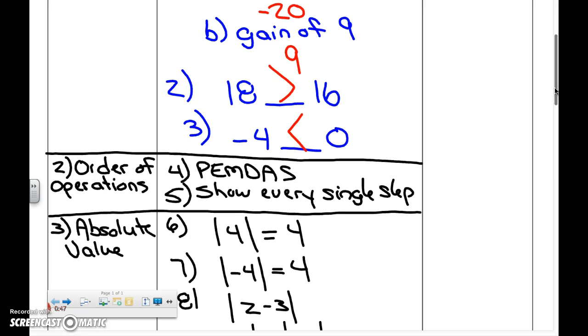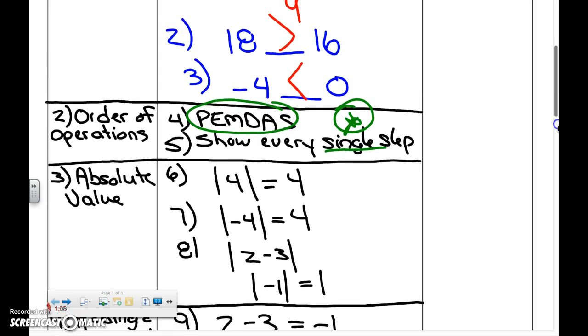Number 2, your strength. This is your strength. As a group, you guys killed order of operations on your quiz. Remember, you have to obviously know PEMDAS. You have to have that memorized. It's not going to be in the classroom for you to look at. And then you have to show every single step in order of operations. You've been doing that for a long time now this year.